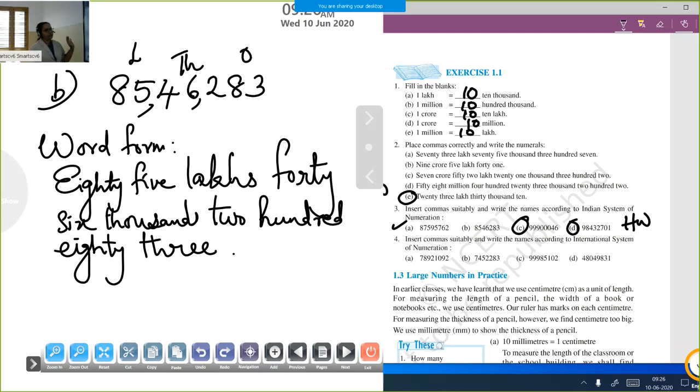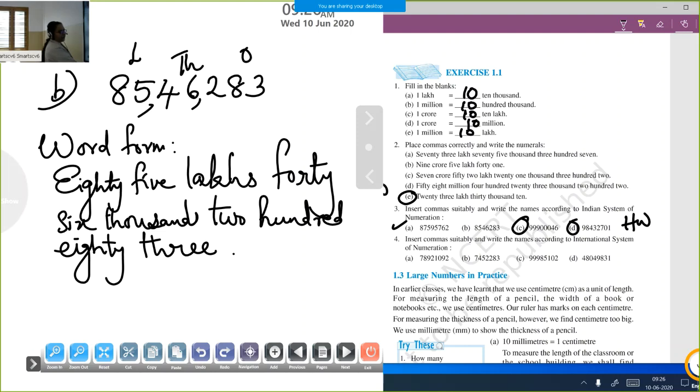Clear, children? Now what teacher said, the next C and D, make it as homework. Okay, C and D you can do as homework. Copy down this one. We are going to the next question. Okay, B part, word form 85 lakhs 46,283. Now teacher is going to the next question. So mark it in the textbook, C and D homework.